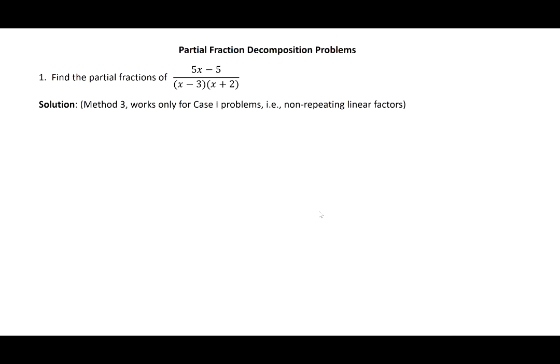So I'm picking up the problem that we had in the previous slide, the very first problem that we attempted. And I'm trying to show you a method 3, and it works only for case 1 problems. Okay, you must have non-repeating linear factors. It doesn't matter how many non-repeating linear factors you have in the denominator, but it works only for that case. Okay, please pay attention and learn this method.